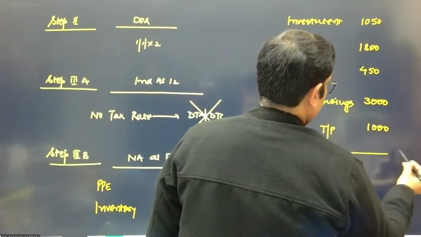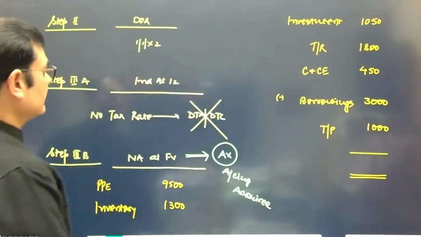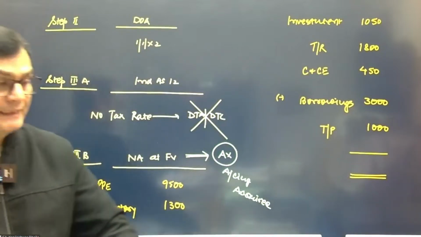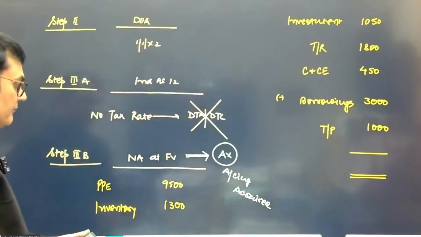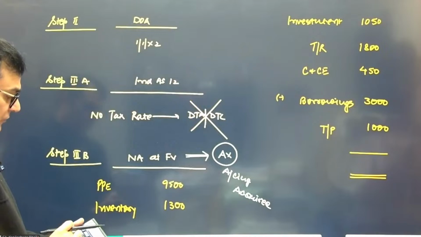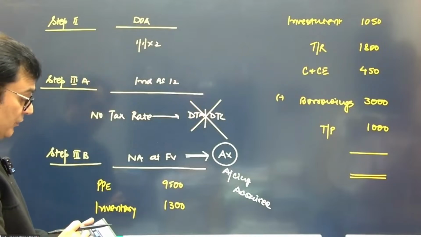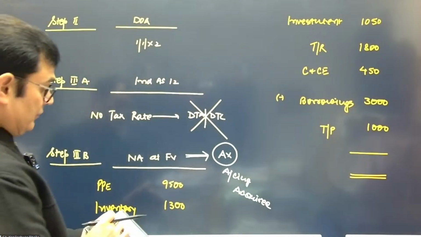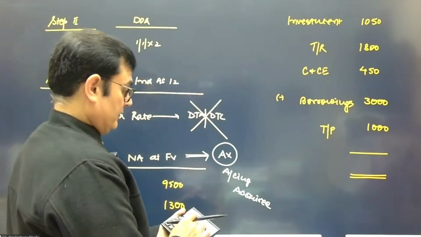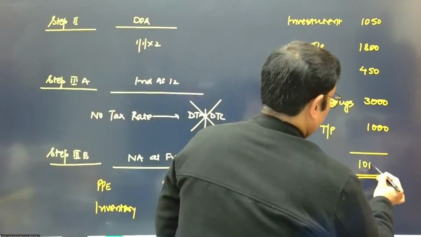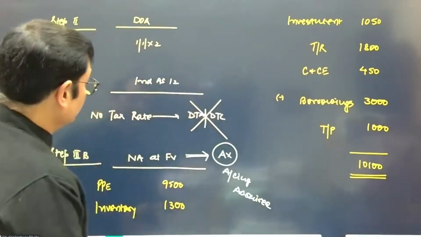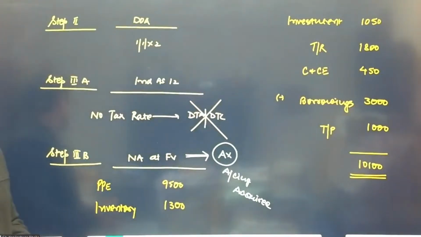So this will give me the status of the net assets at fair value on the acquisition date. So 95, 1,300, 1,050, 1,800. So it is 10,100. Yes, that's right, 10,100. That is the fair value of the accounting acquiree.